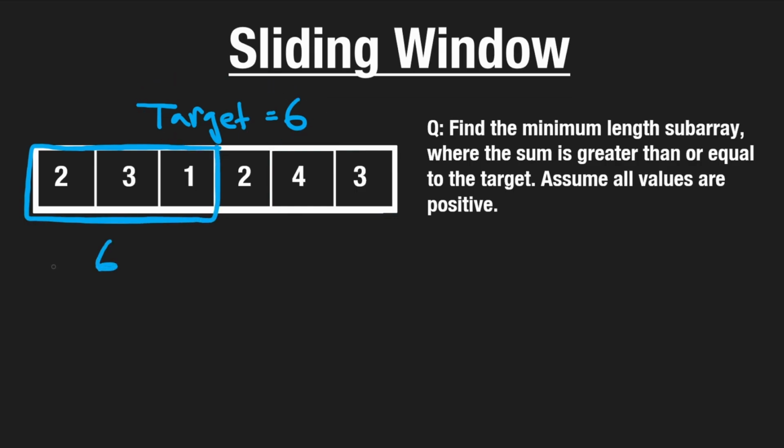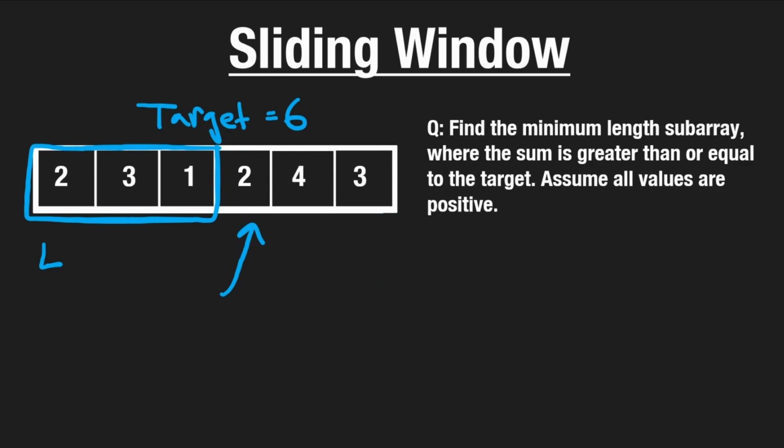Well, what's the length of this subarray? We would just get the beginning and the ending index and easily calculate it. The window is of size 3. So that's our minimum length so far. Now, paying attention to the fact that all values in this array are positive, we can continue to grow our window. Our window is starting over here. This is the left pointer. We can continue to increment our right pointer and grow this window.